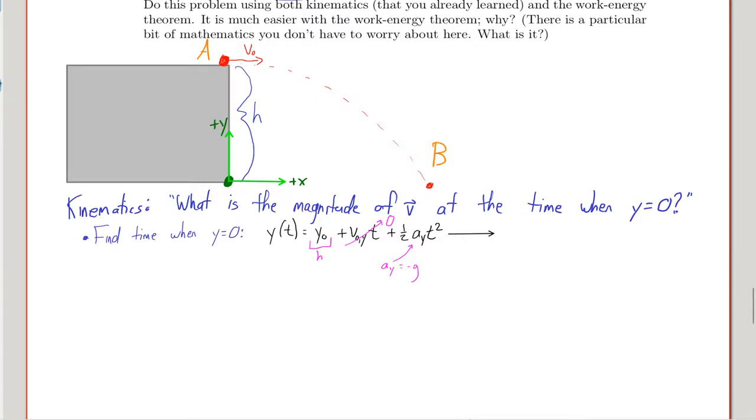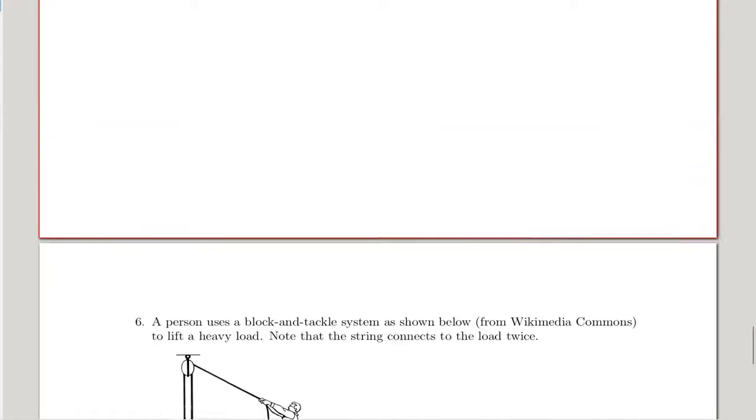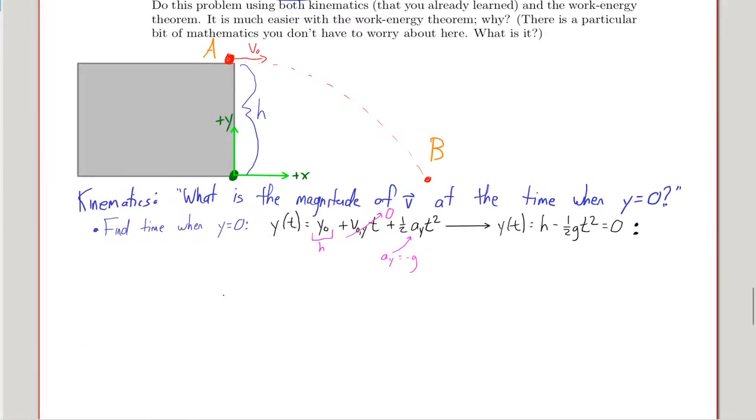So that becomes y of t is h minus 1/2 g t squared. And if I set that equal to 0, and I solve, this tells me that t is the square root of 2h over g.